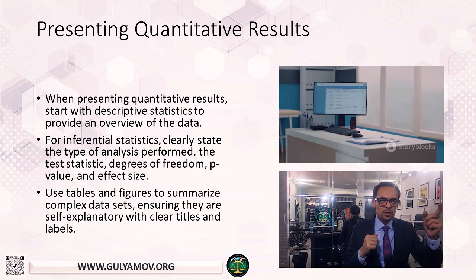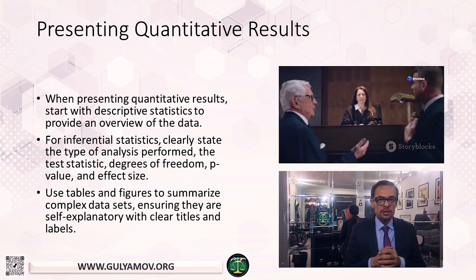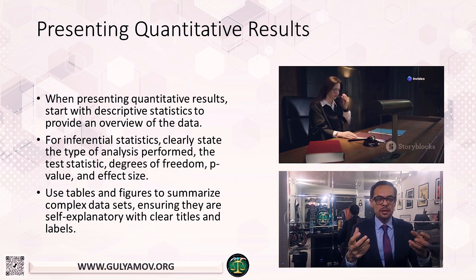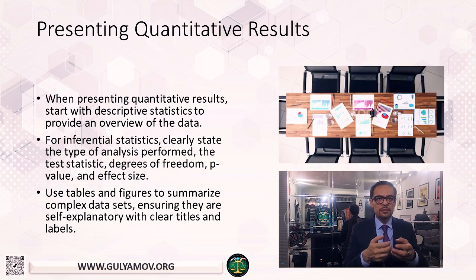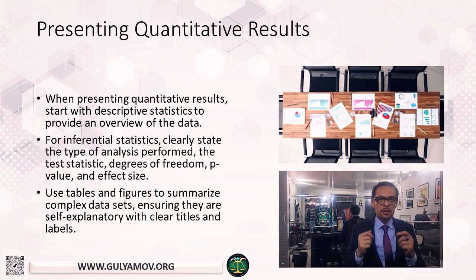Always report both statistically significant and non-significant results to avoid bias. Use consistent decimal places and appropriate precision in numerical reporting. Consider the audience's statistical literacy when deciding how much detail to include in the main text versus appendices.